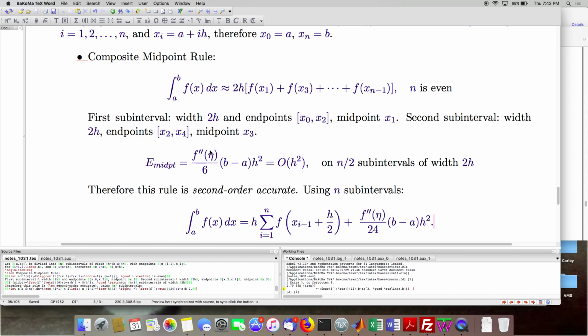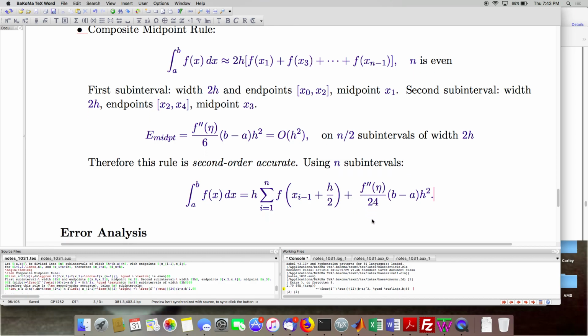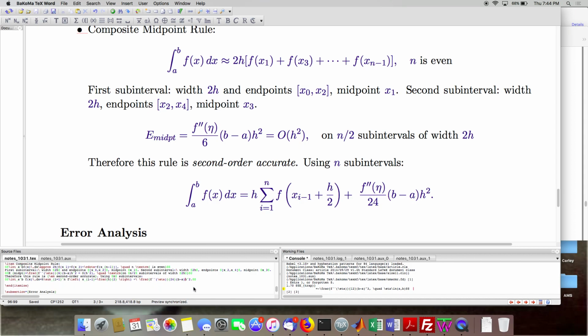So if we double the number of subintervals, because it's second order accurate, the error should be cut by a factor of 4, and sure enough it is. Okay. So notice we only have b minus a to the first power. So that's not going to unduly influence the error if the interval AB is large. Okay, so that's the midpoint rule.